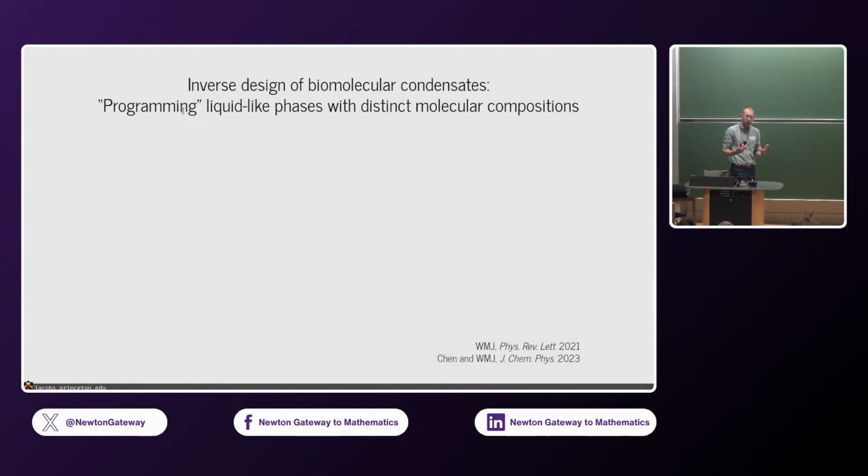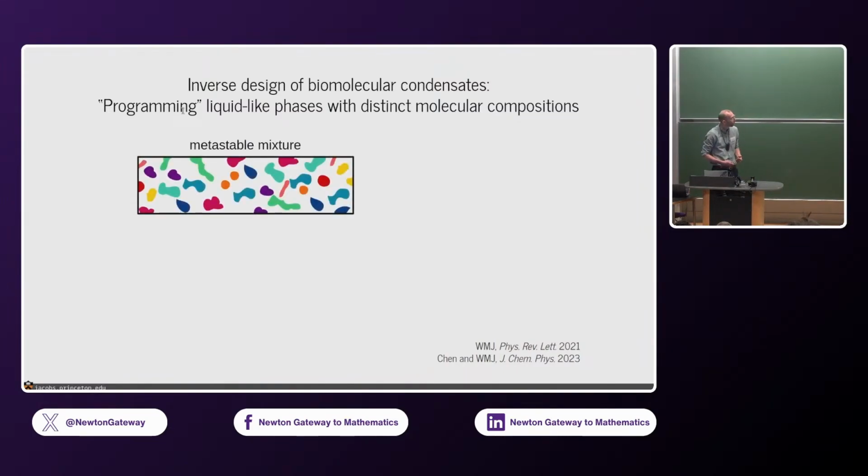So the paradigm here, what I'd like to propose, is thinking about this as a programming problem. So we are going to specify a set of phases that we would like to have emerge, and then we will work backwards to figure out whether this is possible and what the interactions would have to be. Okay?